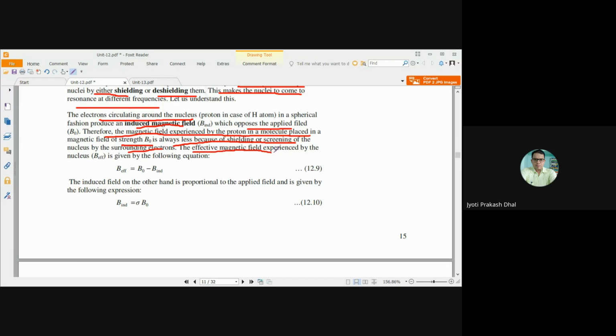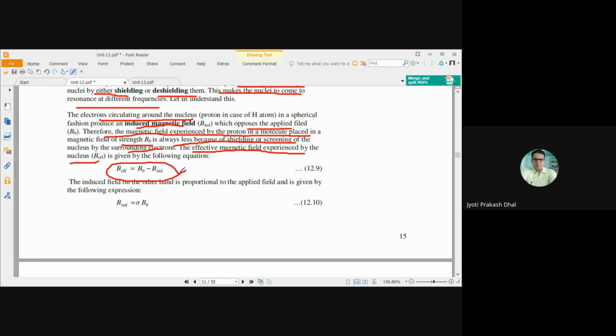So the effective magnetic field experienced by the nucleus: the applied magnetic field is B naught, but due to the presence of electrons around the nucleus, the electrons induce some additional magnetic field opposite to the field of the applied magnetic field, and that is called B induced. Although the applied magnetic field is B naught, the field strength experienced by the nucleus is called B effective. So, B effective equals B naught minus B induced.